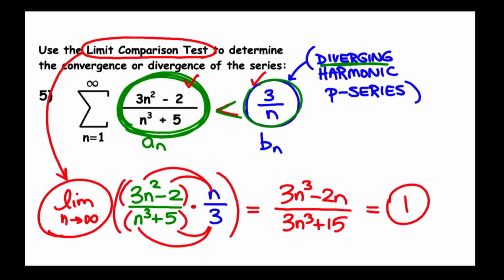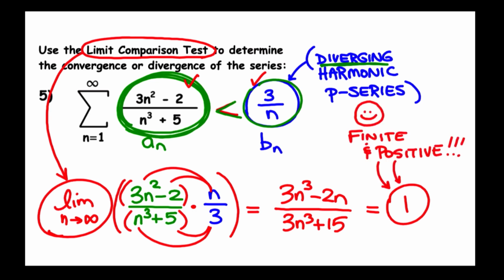And since 1 is finite and positive, it means that the limit comparison test works here. So green and blue have entered into an agreement, a treaty, if you will, that they're going to behave the same way. And since we already know that blue diverges, green's going to diverge as well.